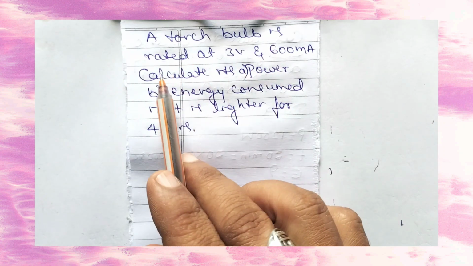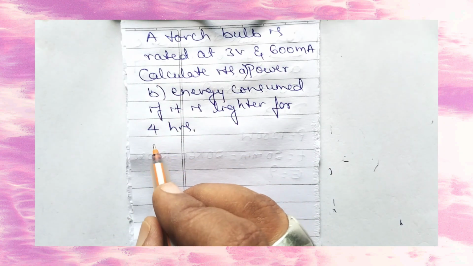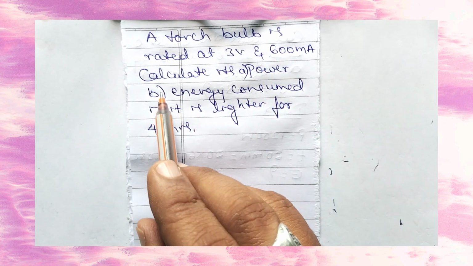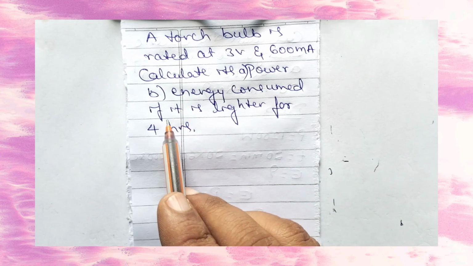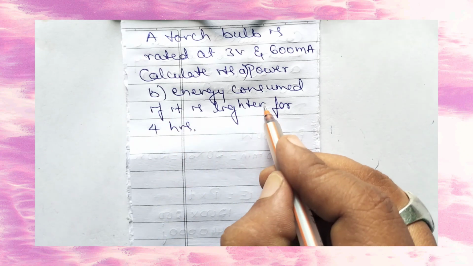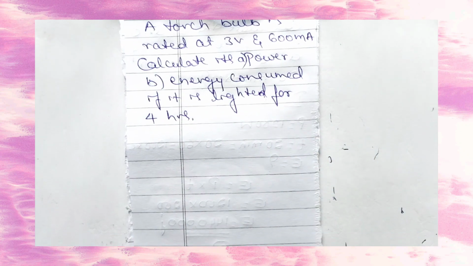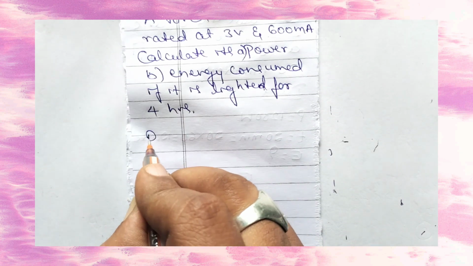A torch bulb is rated at 3 watts and 600 milliampere. Calculate its power. Second one, energy consumed if it is lighted for 4 hours. So 2 questions are there. Let us calculate both of them.